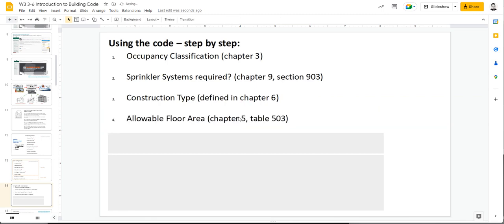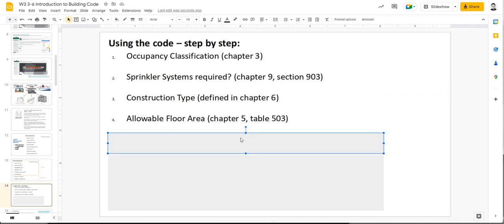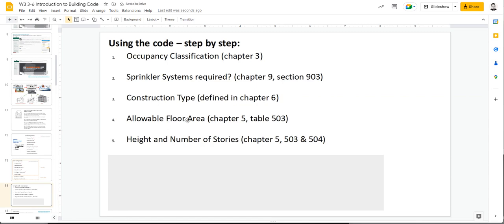Allowable floor area: your client might want a multi-story building, but if the zoning code doesn't permit that, he can't really do anything about it. And if his type of construction, he said, build me a four-story all wood, that could be a problem. This chapter will determine your allowable floor area. We're going to go through that one again. Number 5, once you have found your allowable floor area, the next portion would be what is the height of your building?